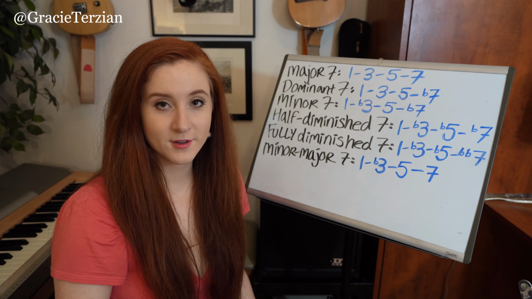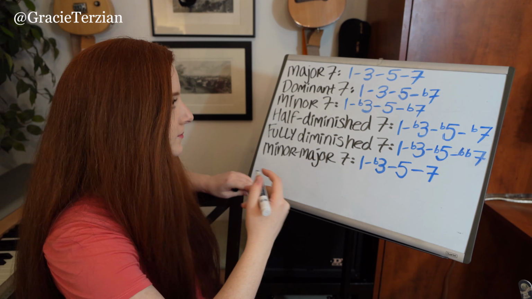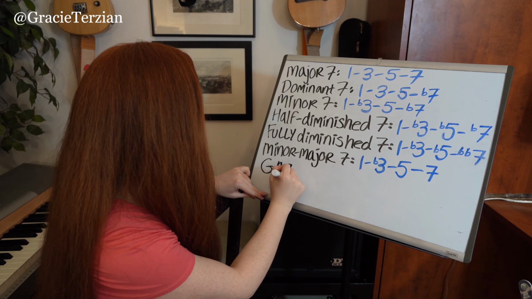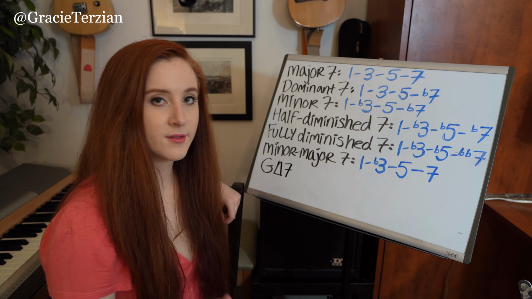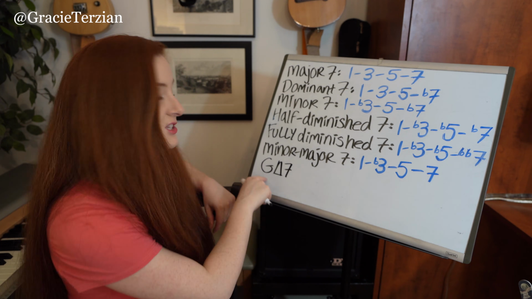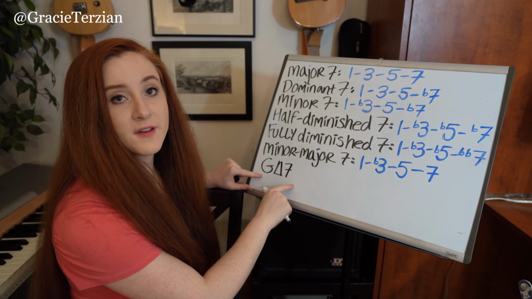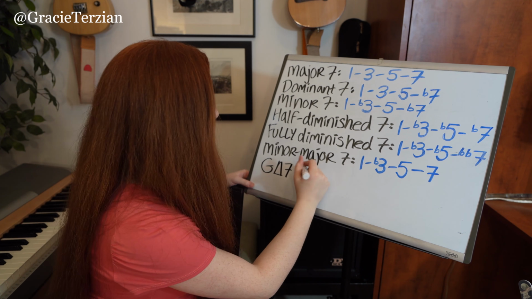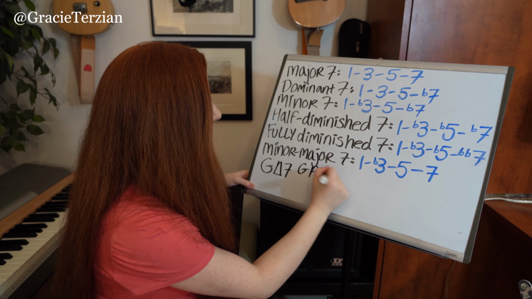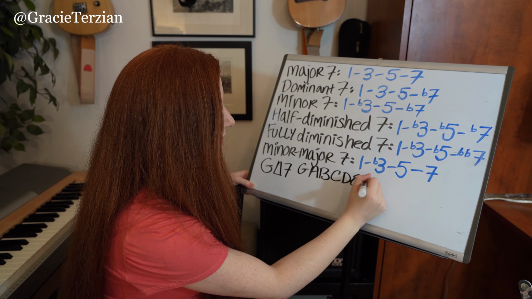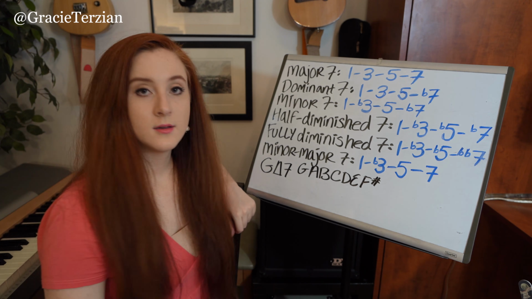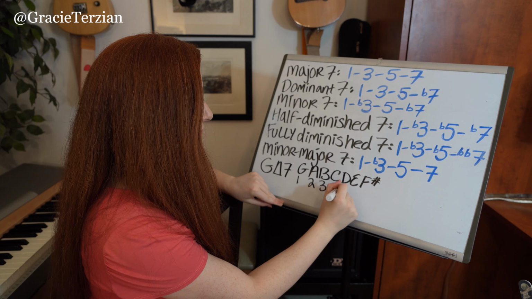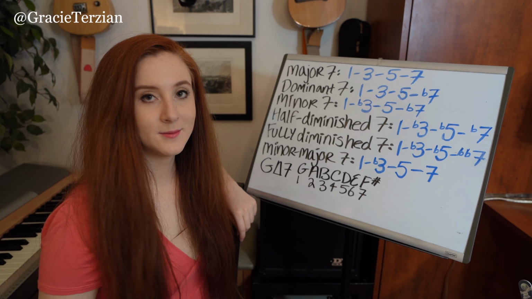Let's do another major 7 chord. So let's do G major 7, okay? First things first, I'm going to think, what is the root note of this chord? The root note is G, right? G is the root, and major 7 is the chord quality. So first, I'm going to write out my G major scale, okay? G, A, B, C, D, E, F sharp. Then I'm going to number my scale, 1, 2, 3, 4, 5, 6, and 7, right?